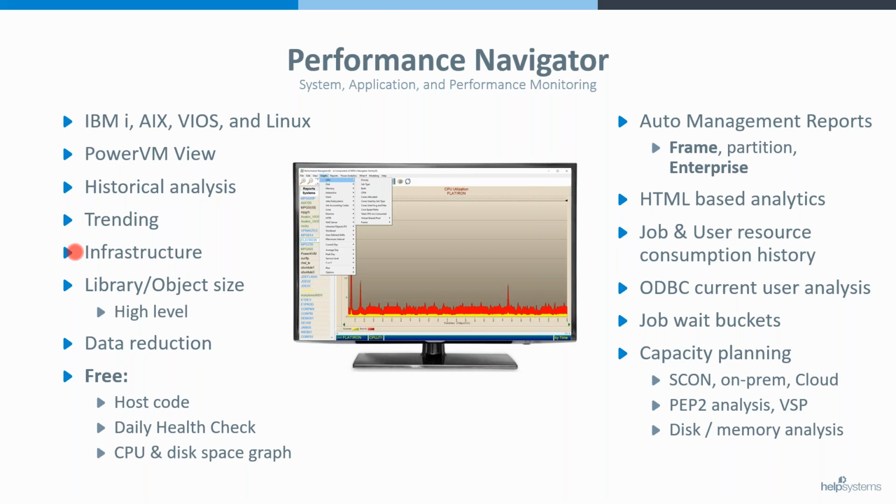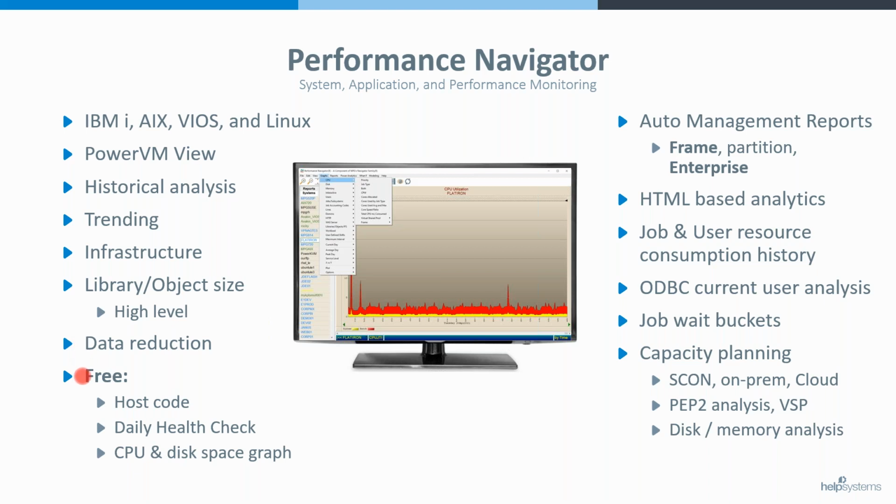Now, like other products, we do track library and object sizes. But again, Performance Navigator is just going to report on it, whereas Robot Space obviously would act upon that data, versus us just reporting on it. But we do report on it. And just like Robot Monitor, a lot of people ask about space. We do have a data reduction process. Even with years of performance data, we actually have a graph to show people, it's usually 1, maybe 2% of their disk space after years and years and years, right?